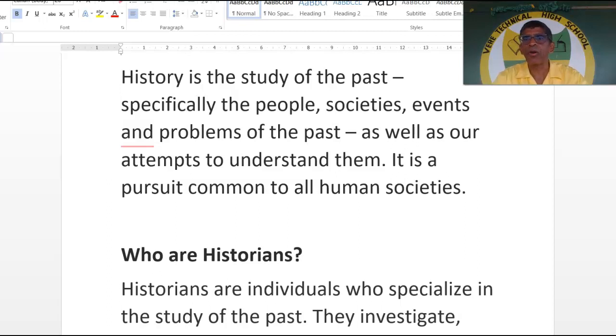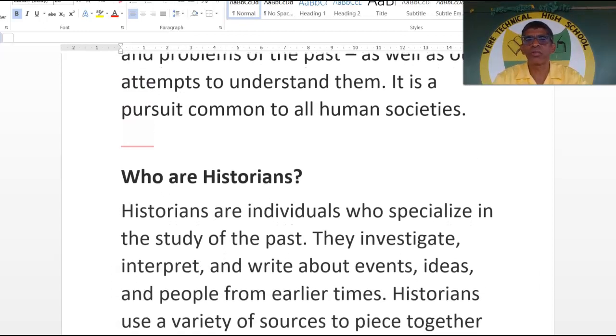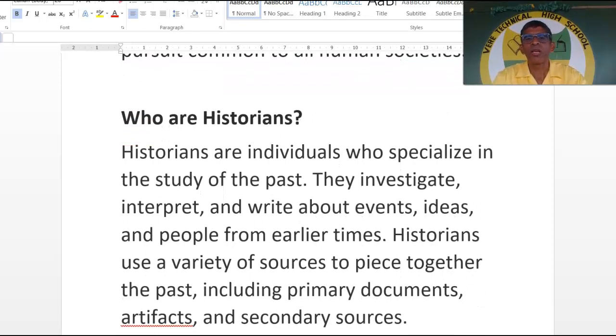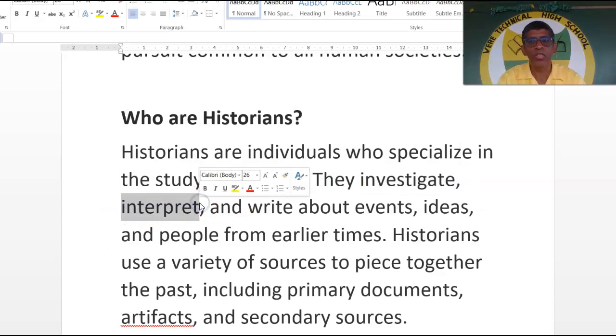All right. Who are historians? Historians are individuals who specialize in the study of history. They investigate. Watch the words that I'm using very carefully now. They investigate. See, I highlighted it for you right there. Very good. Not only do they investigate, they interpret. Whatever it is that they are investigating, they now have to interpret it. They have to go beyond the surface to see what the information is all about.